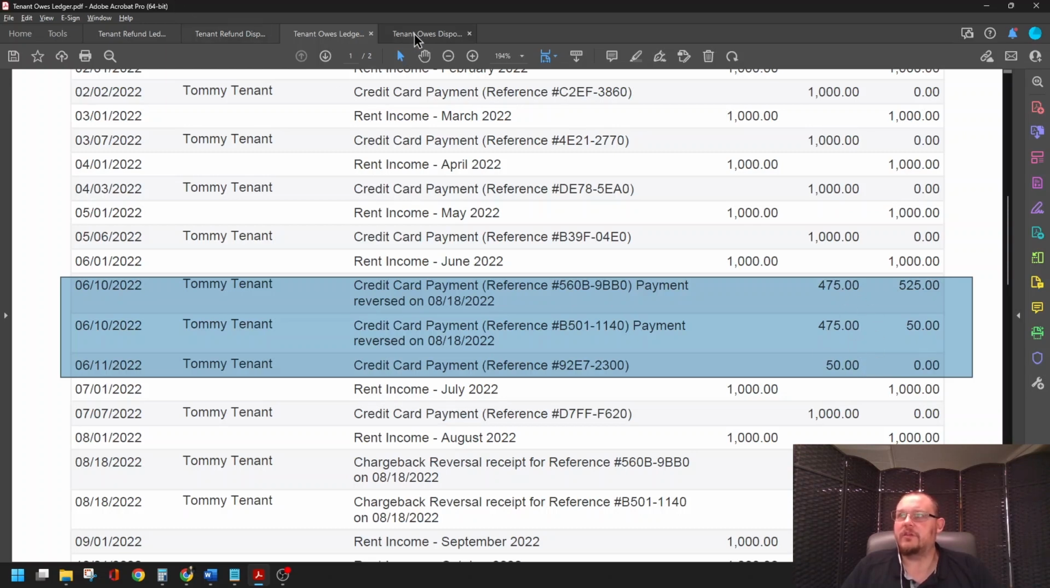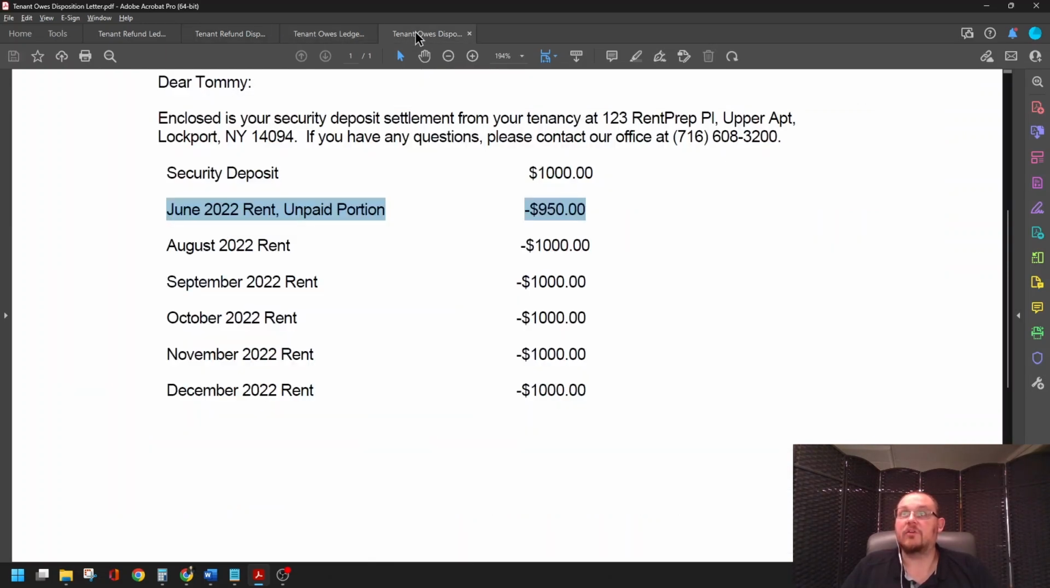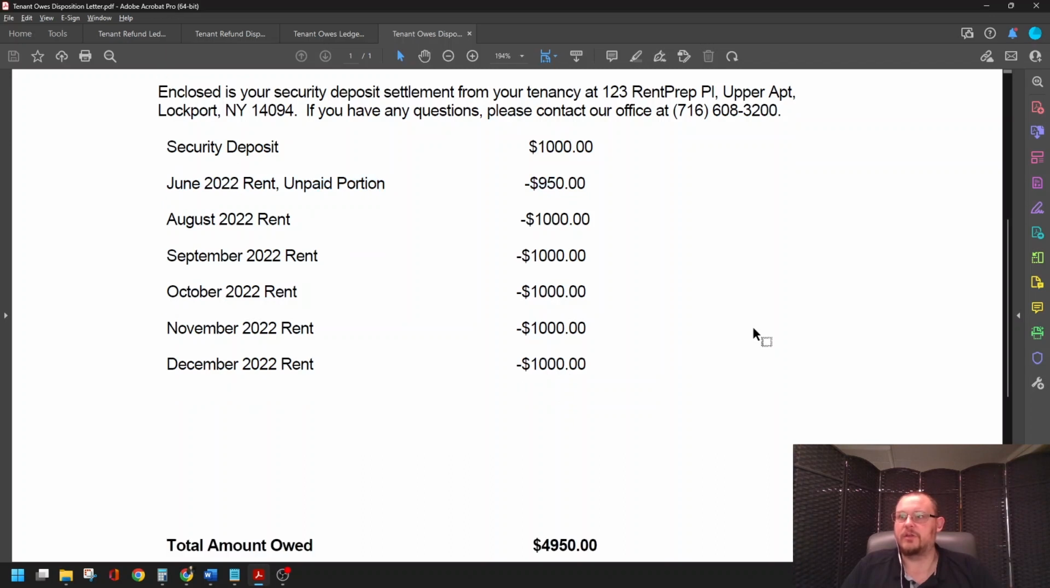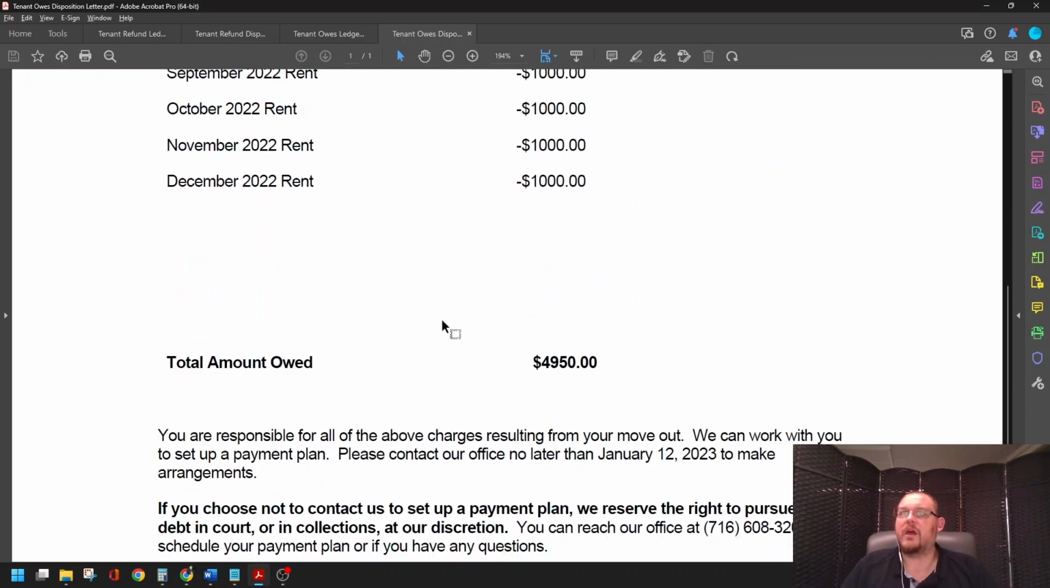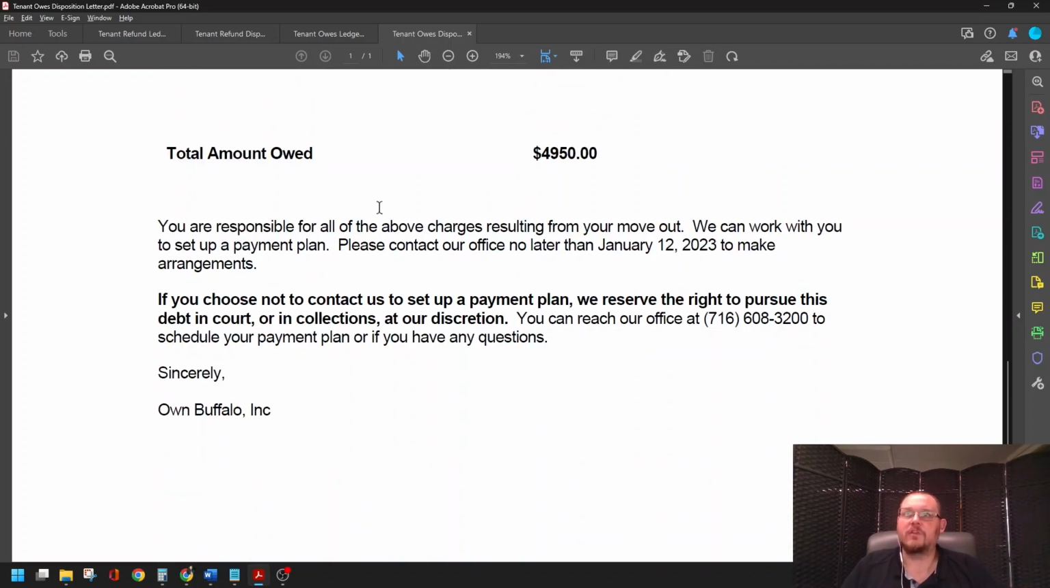And then obviously the $50 payment was not reversed for whatever reason. So he did make a $50 payment towards June, but had a $950 unpaid portion. And then the August, September, October, November, and December rents are all listed here as completely unpaid. When you do the math, that comes out to a total amount owed of $4,950.